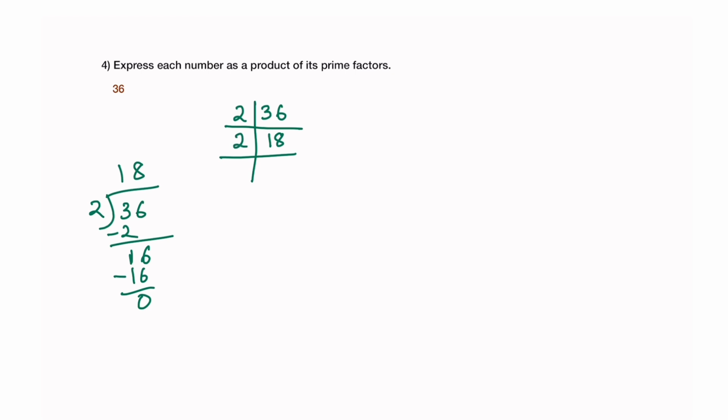So again, divide by 2. So 2 times 9. We know 9 goes in the 3's times table, right? 9 is a multiple of 3. So we say 3, and that's 3 times 3 and it's done.